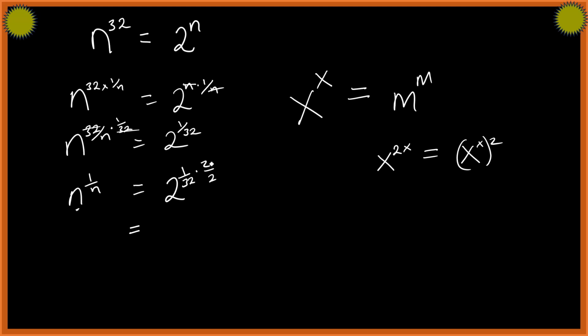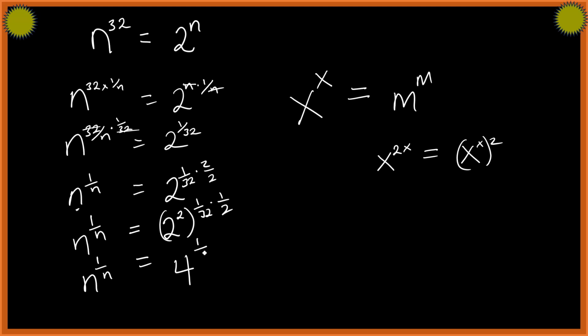We can send the 2 in. So it's the same as 2 to the power 2, all raised to 1 on 32 times 1 on 2. These 2 can come out here, so I've done nothing. Now we have 2 squared as 4, and this side will be 1 on 64.